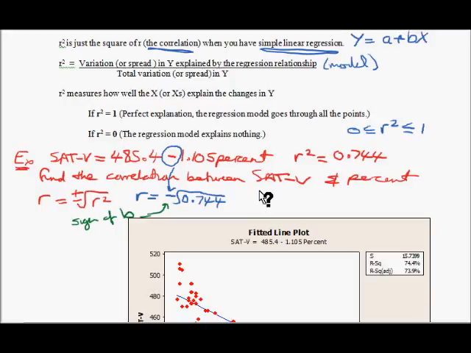So let's go ahead and calculate that. The square root of 0.744, make sure I got enough digits. There we go. I get the negative sign out front.